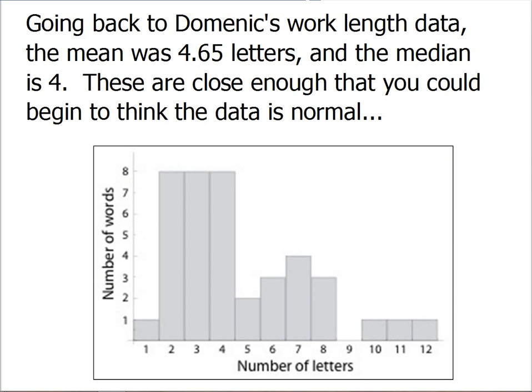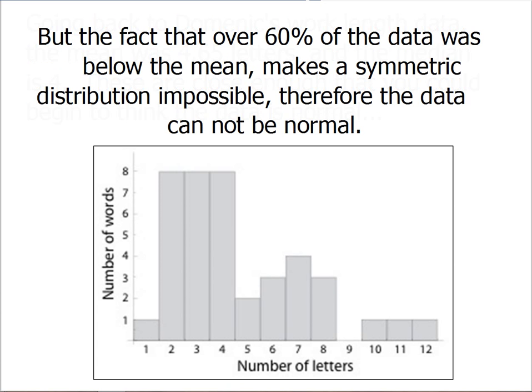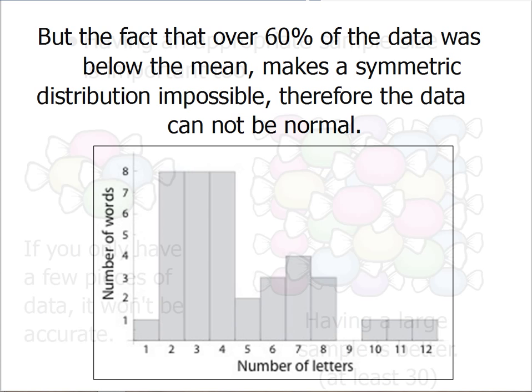So going back to Dominic's word length data, the mean was 4.65 letters and the median was 4. They're pretty close together. You could start to think that the data is normal. But then the fact that over 60% of the data was below the mean and almost 40% of the data was above the mean, that makes a symmetric distribution totally impossible, right? Besides the fact I can look at the histogram and it's pretty plain to see it's not normally distributed.